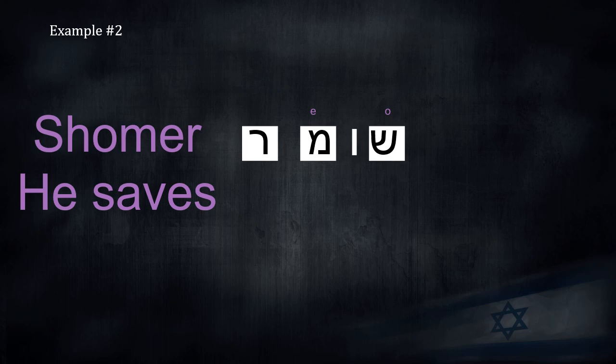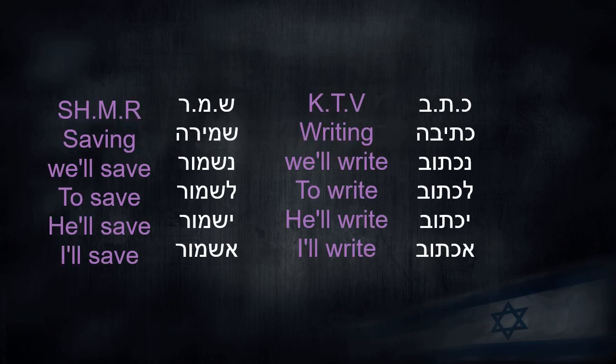Listen how similar that is. Kotev, shomer. Shomer means he saves. Now, after we put that, let's see a lot of examples. In the right column, we're going to see a lot of examples of what we can make from kaf, taf, bet, KTV, if you want a comparison to English.